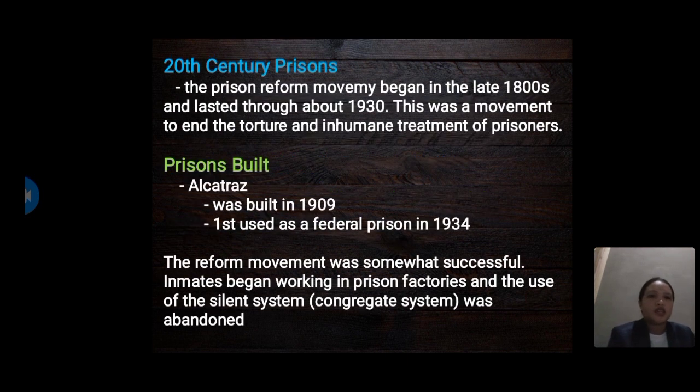So, in 20th century prisons, prison reform began in the late 1800s and lasted through about 1930. This was a movement to end the torture and inhumane treatment of prisoners. So in 20th century prisons, that was the end of the torture and inhumane treatment inside the correction system.